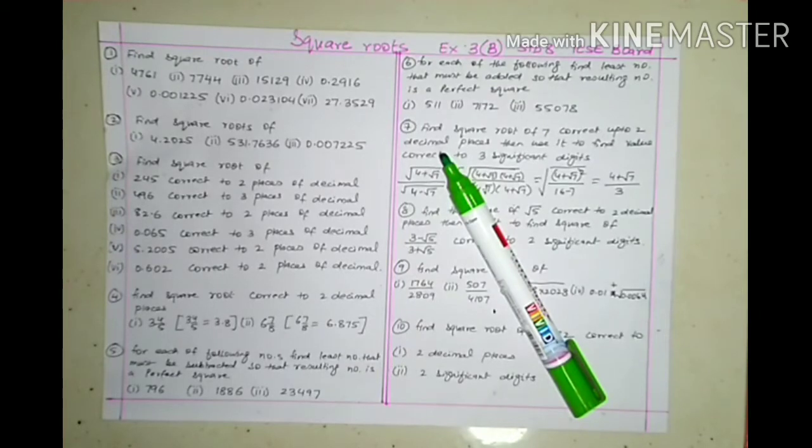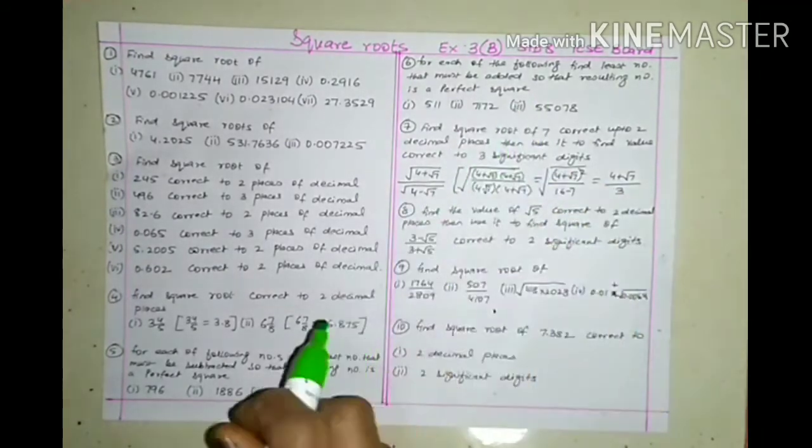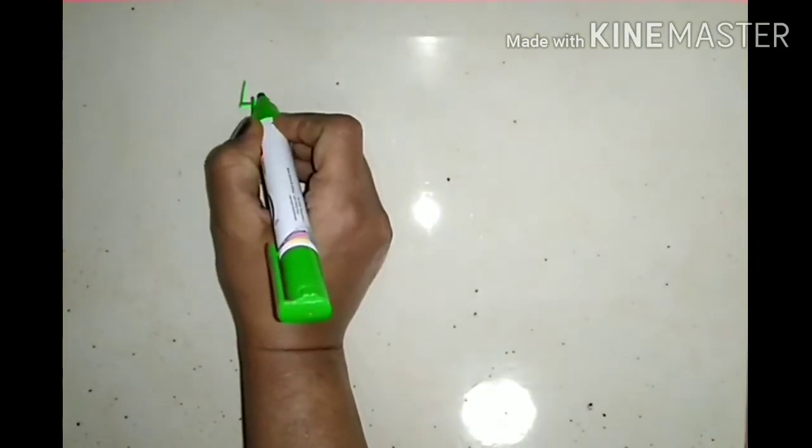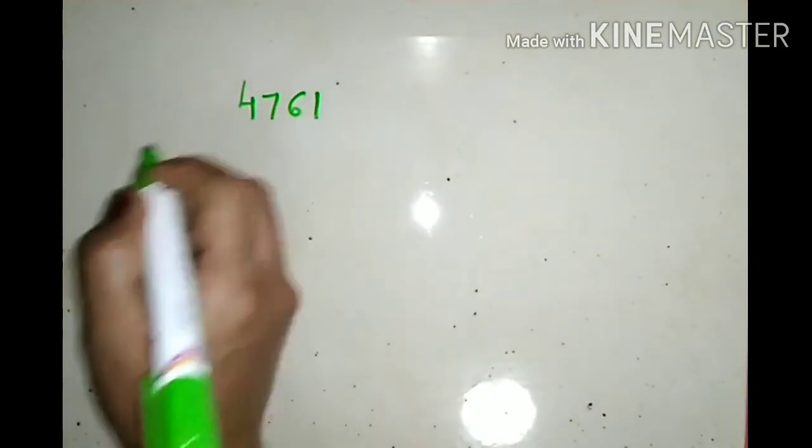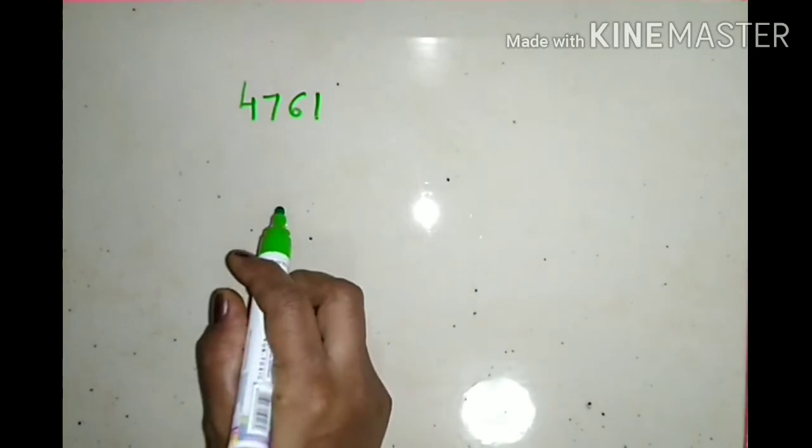Basically they have same method, but there are some variations which I will be telling you all about. So let us start our first sum, which is 4761. We have to find square root by division method.